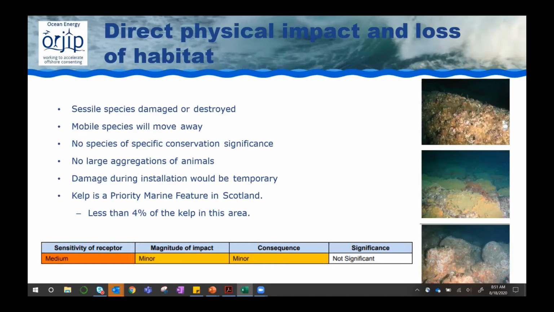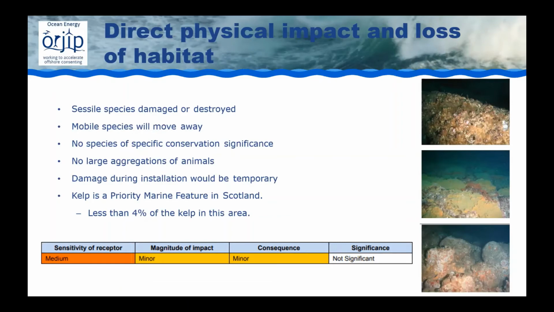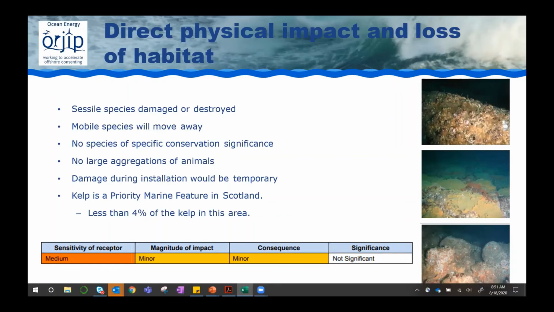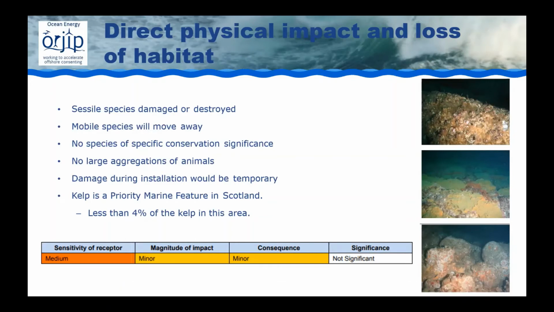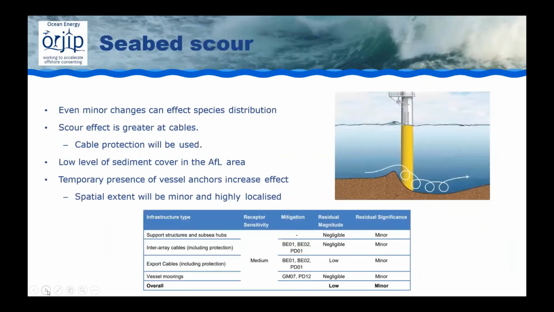It was deduced that specifically for Maygen, at least less than 4% of the kelp in the area, and for Brims as well, it was a very small proportion of the kelp in the area that would be removed as part of the site area itself and the cable corridor, and thus it was concluded that while the sensitivity of the receptor was medium, the minor magnitude of the impact led the ultimate conclusion of the impact to be not significant. So next slide, please.